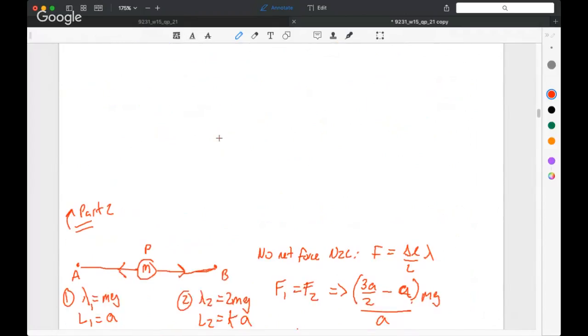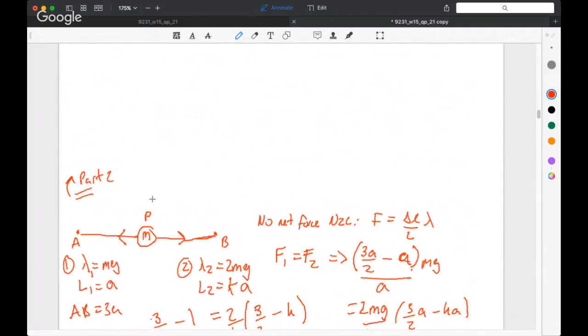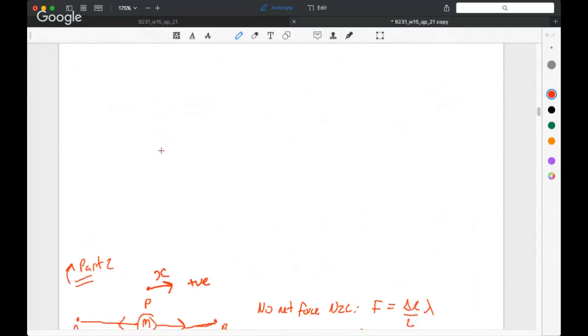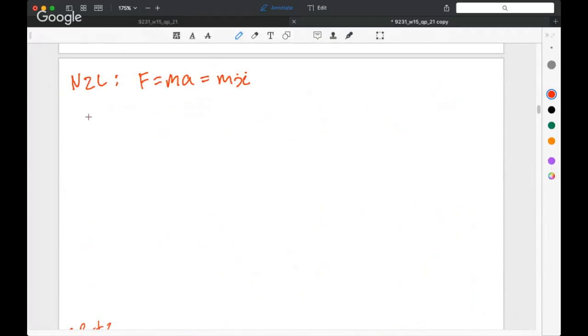We'll define x as a displacement of P towards B. We'll just call that the positive direction. We'll say that is x. So if you increase x a little bit, you've moved it a little bit towards B. If you make x negative, you've moved it away from B towards A. Okay? So that's what we'll call x there.